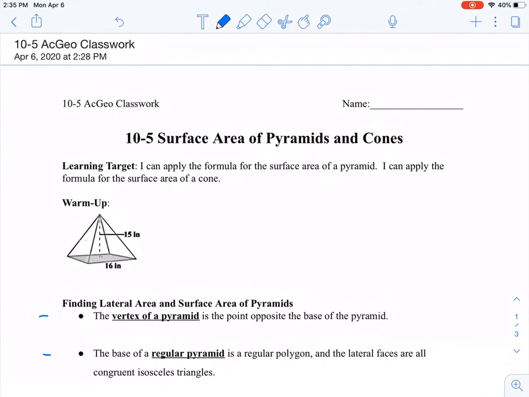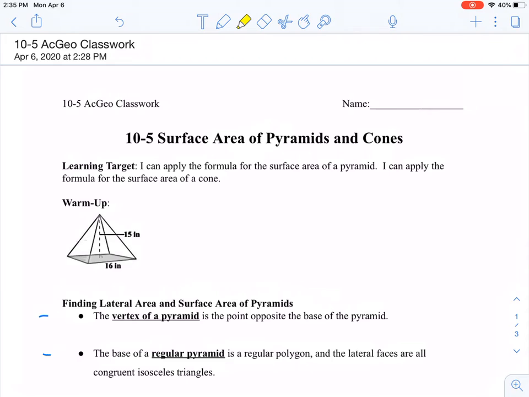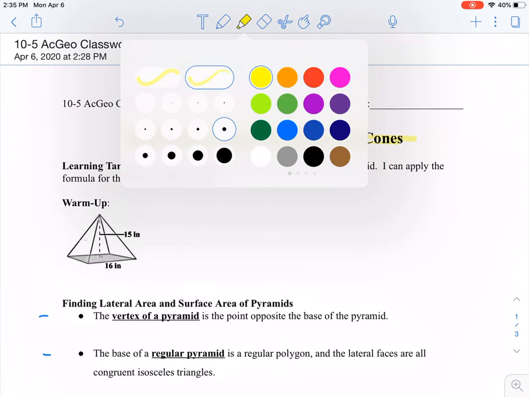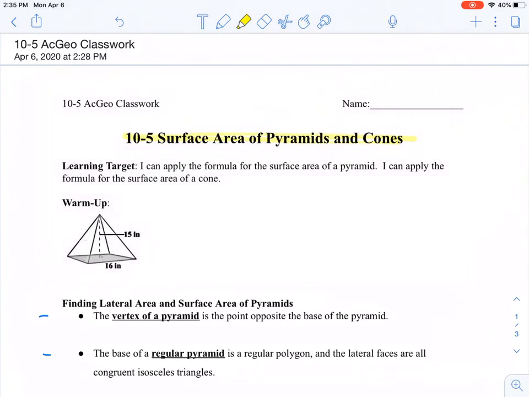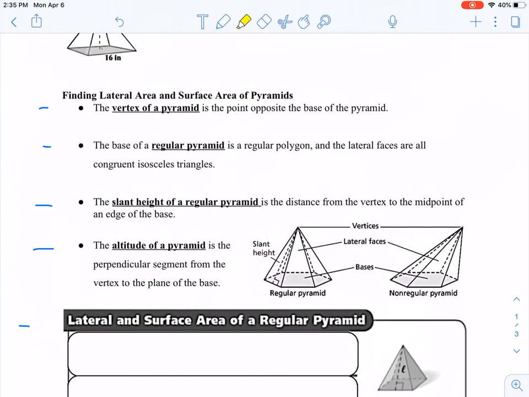Okay, today we're going to be working on Chapter 10, Lesson 5, which is surface area of pyramids and cones. You'll find that this lesson is going to be very similar to the lesson on surface area for cylinders and prisms. So let's take a look at some of the definitions here. We'll skip over that warm-up.